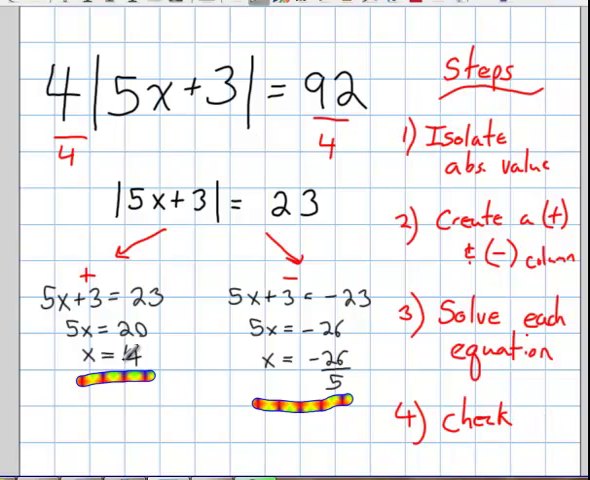Check your answers. If I plug in a 4 here, 5 times 4 is 20, 20 plus 3 is 23, and 23 times 4 is equal to 92. And let's look at this one. If I plug in a negative 26 over 5, the 5's cancel out, so I'm given negative 26 plus 3, which is negative 23. The absolute value of that is positive 23. 23 times 4, again, is 92. So both of those work out.